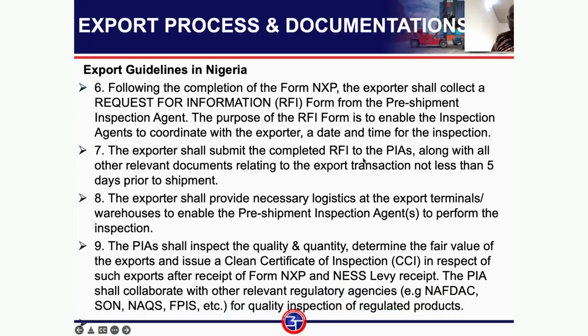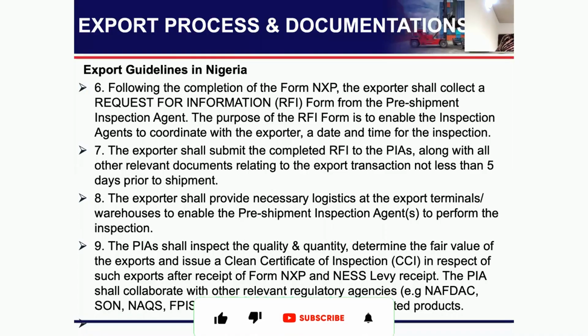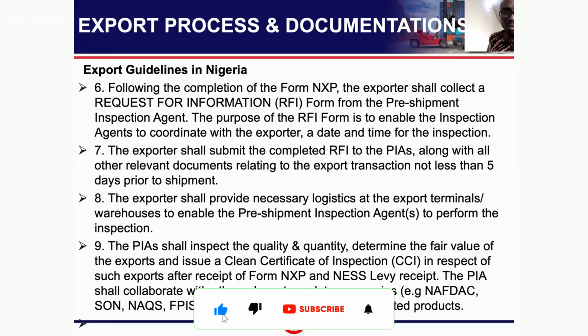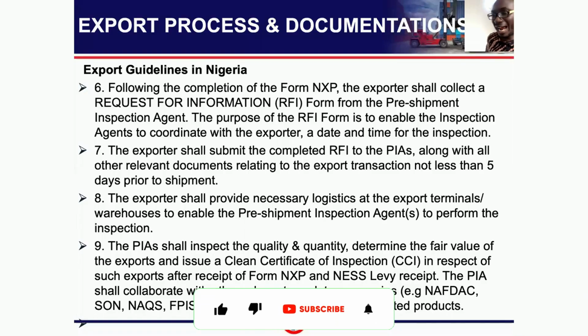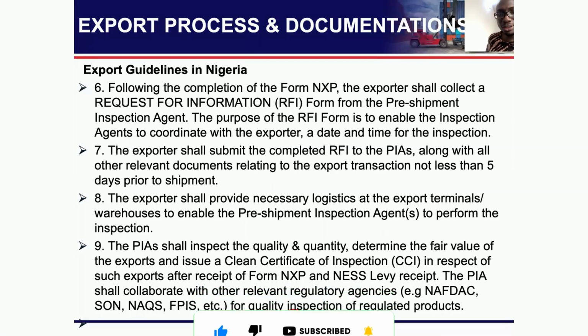on this platform. Following the completion of Form NXP, the exporter shall collect an RFI form, request for information, from the pre-shipment inspection agent. The purpose of the RFI form is to enable the inspection agent to coordinate with the exporter a date and time for inspection. The exporter shall submit the completed RFI to the pre-shipment inspection agent, along with all other documents relating to the export transaction, not less than 5 days prior to shipment.